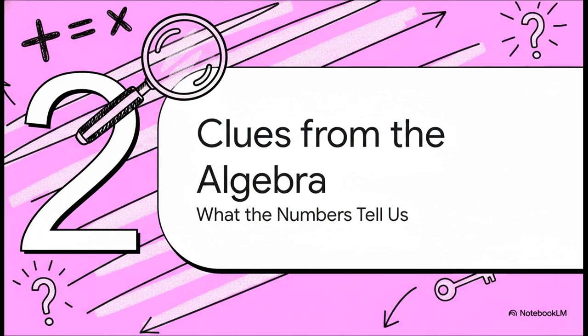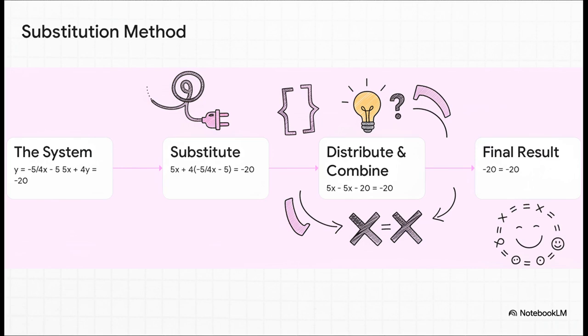All right, so the pictures and the vocabulary are super helpful. But let's be honest, drawing a graph every single time isn't very practical. So how can we figure all this out just by looking at the algebra? Well, it turns out the equations themselves leave behind some massive clues. Let's watch this play out with an example. We'll use substitution here. We're going to take that value of y from the first equation and just plug it right into the second one.